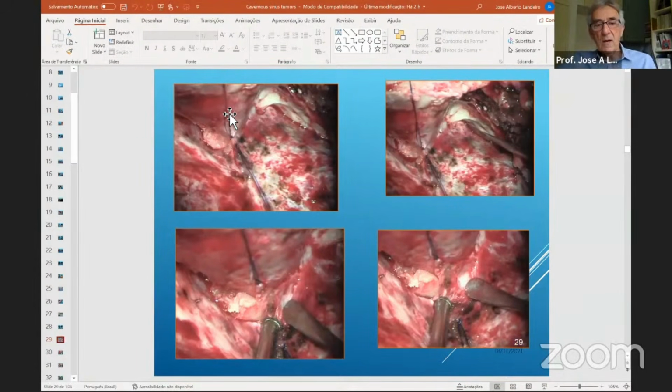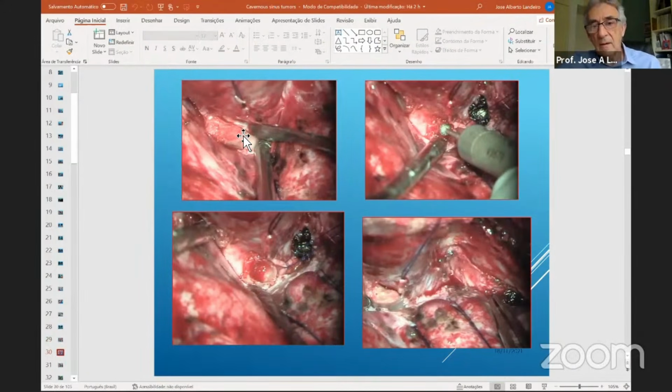As you can see here, the orbit, the extradural space, I made the peeling. You see the anterior clinoid process. Here, the clinoid process was totally removed. Make a peeling.